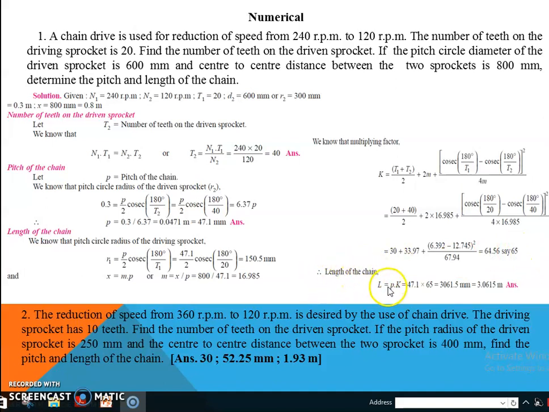Therefore the length of the chain is L equals P into K. P is already calculated by us, 47.1, multiplied by K, 65. So you get L equals 3061.5 mm. Further convert into meters. So L equals 3.0615 meters.